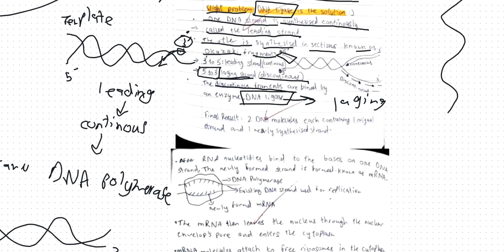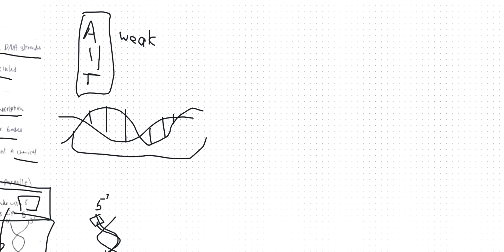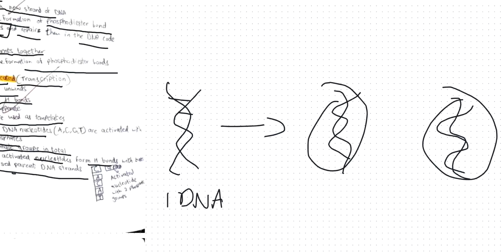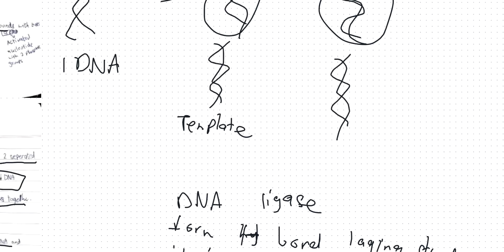So at the end of DNA replication, you'll have two DNA molecules, each containing one original strand and one newly synthesized strand. So when I told you that the original DNA molecule would separate into two DNA strands, both of these strands will be called the template strands. And then the DNA replication happens, and you'll have these two DNA molecules.